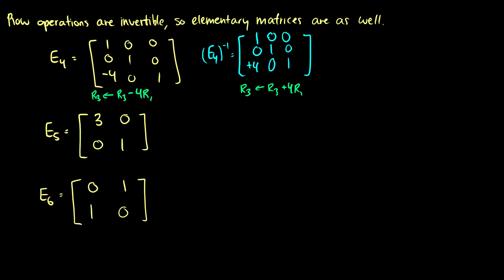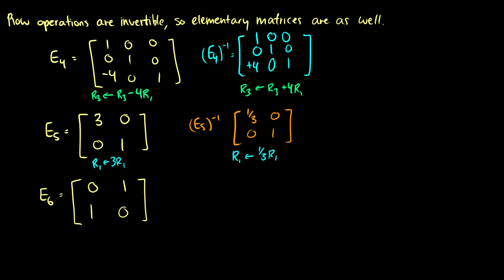Okay, E5. What is going on here? Well, this looks just like the first matrix we did. It scales row 1 by 3, so R1 becomes 3R1. What do we do for the inverse? We want R1 to become 1/3 R1 because we need to get it back to its original. For that, we just put a 1/3 here, and we're done. So this is E5 inverse.